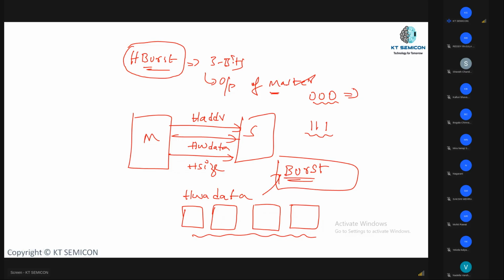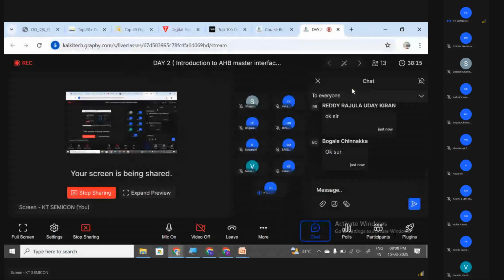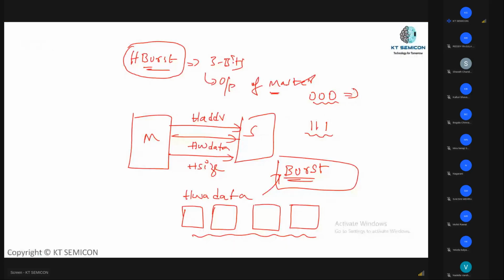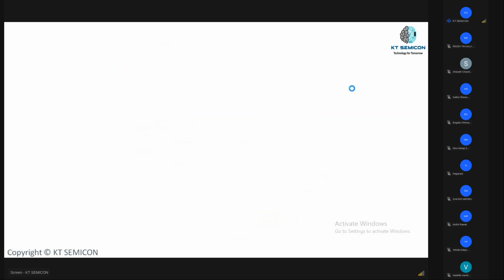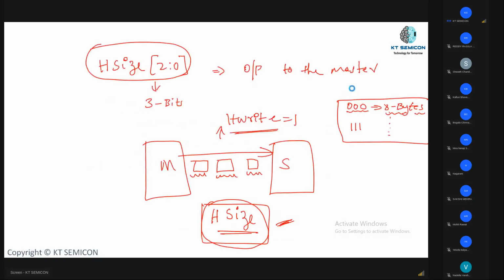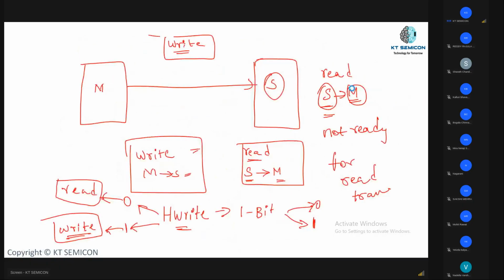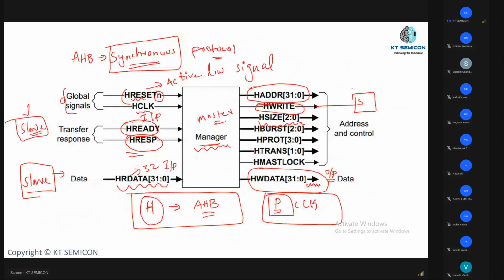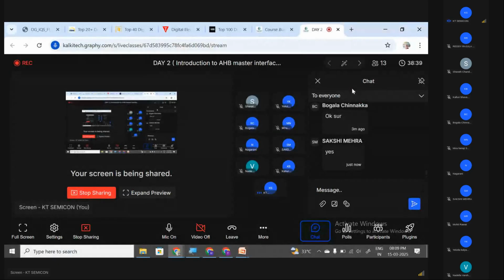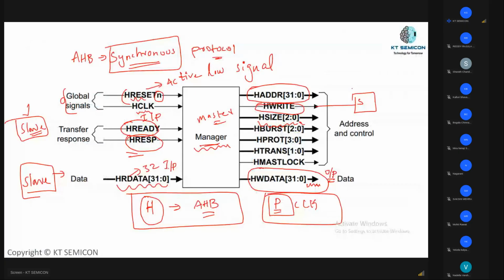For now, just make sure that a burst is nothing but a group of data which are being sent one by one. That's it. How many packets we are going to send will depend upon the HBURST signal. Is this clear for everyone? Shall we move forward? Yes.